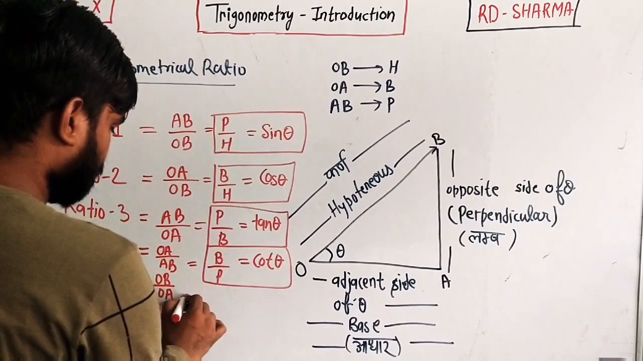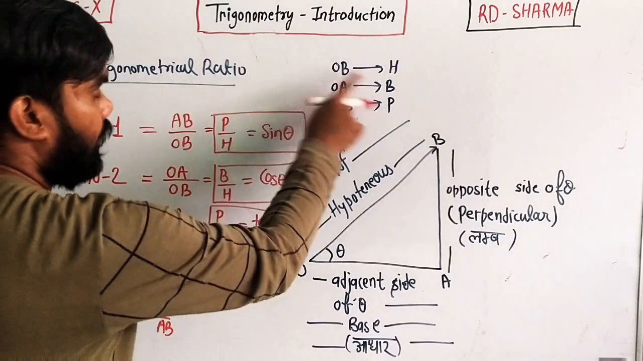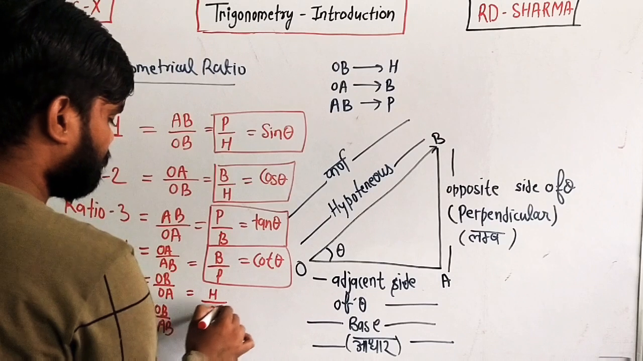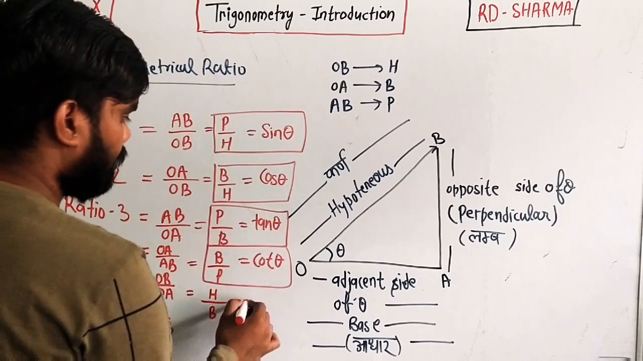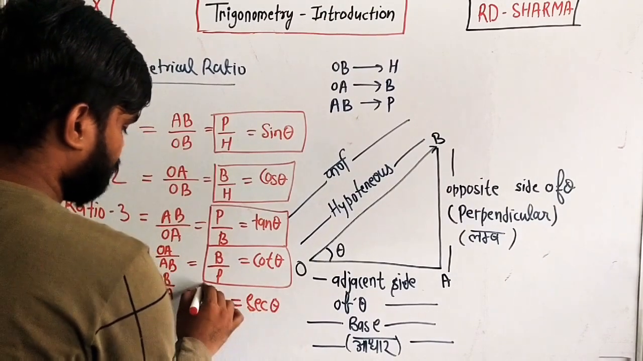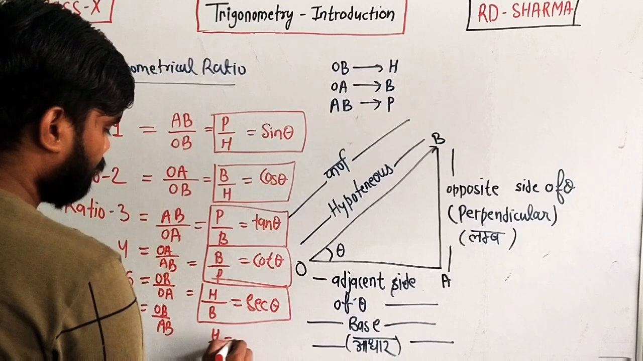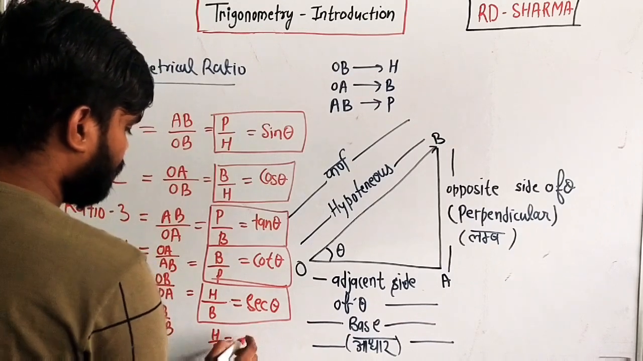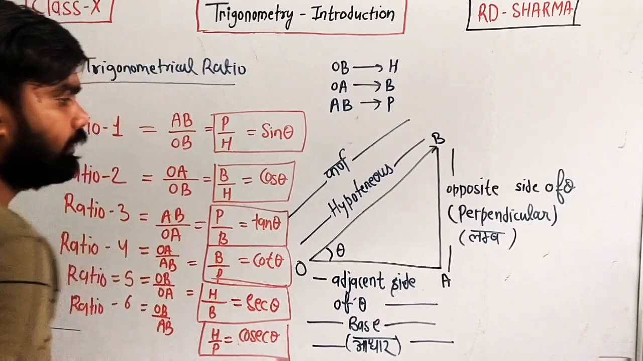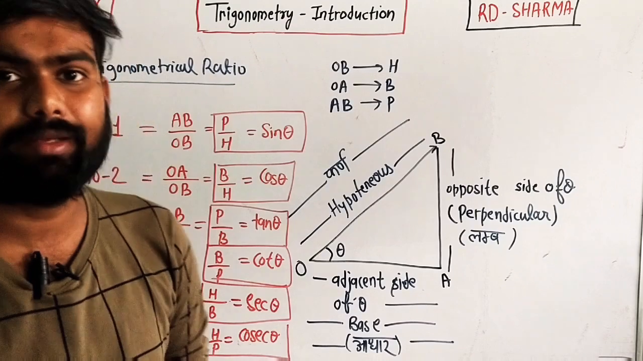OB is hypotenuse upon OA, which is base, and this equals sec theta. And the last one is hypotenuse upon perpendicular, which means cosec theta. Okay, basically these six are the trigonometrical ratios which you have to learn in this chapter.